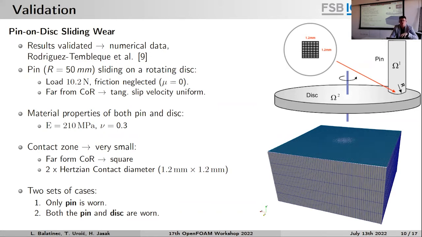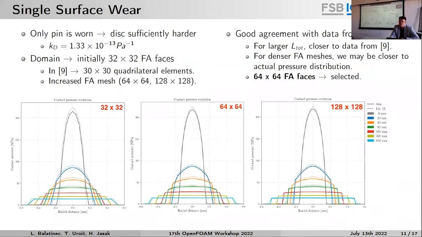So I will talk about two sets of cases next. In the first set of cases, only the pin is worn, and in the next set of cases, both the pin and the disk are worn. So here, for single surface wear, only the pin is worn, as mentioned, and the disk is considered sufficiently harder than the pin, so that any wear that may happen on the disk is neglected. The dimensional wear coefficient for the pin is shown here, and the domain was initially discretized using 32 finite area faces in each direction, as we wanted to be close to the data from the literature, as the authors used 30 quadrilateral elements in their finite element discretization of the contact zone.